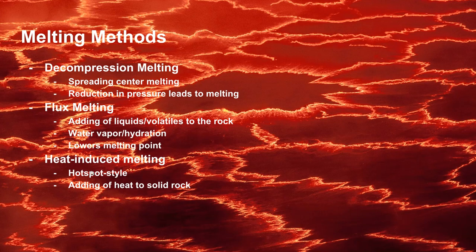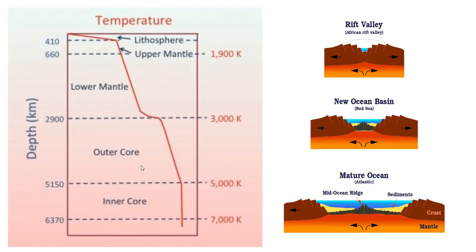But you can also just add more heat. So if you add more heat, eventually you're going to melt that rock. Even if it's under a lot of pressure, if you can add enough heat, you're still going to melt it. Well, these are the three main ways of melting. We've already talked about them, but these are their technical terms: decompression melting, flux melting, and heat-induced melting.